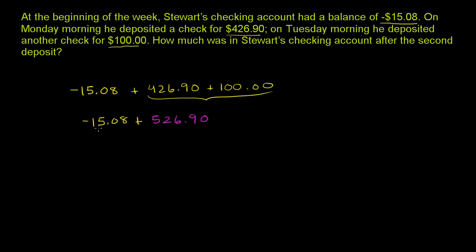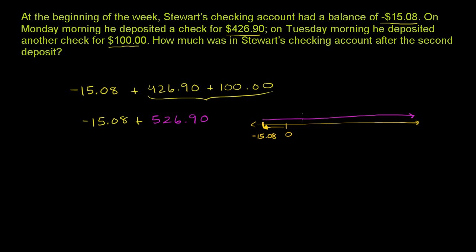And so how much is he going to have in his bank account? He started owing $15.08, and then he's going to add $526.90. So one way to visualize it is, if you think about it on a number line, if this is 0 right over here, he's going to start off at negative 15.08, but then he's going to add $526. So this right over here, this is 15.08 to the left. That's how much he owes. And to that, he's going to add 526.